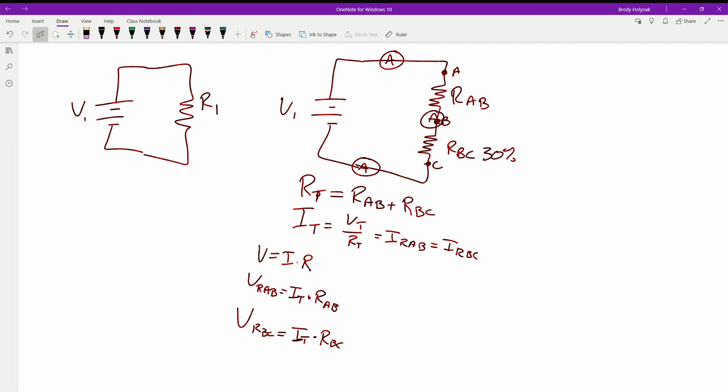Yes? So then the current going through RAB would be 70%, and the current going through RBC would be 30% of that? The voltage. Or the voltage, yeah. The current's going to be the same. So yes. If we have this set up so that RBC is 30%, that means we have 30% of our R total, we have 30% of our voltage total.